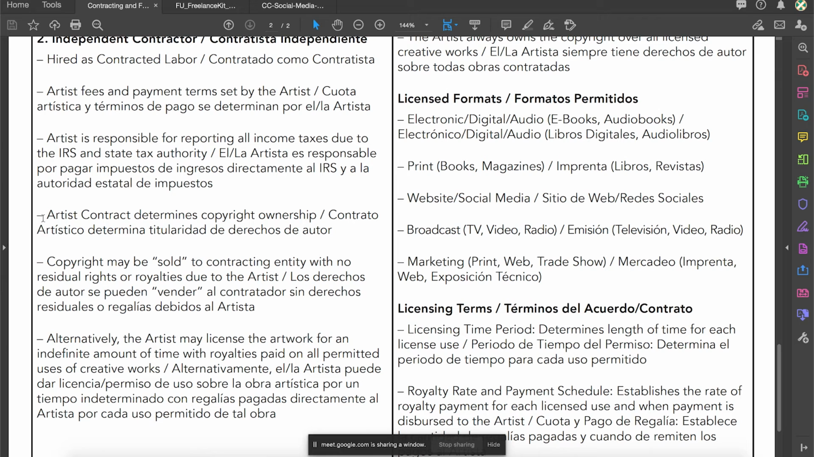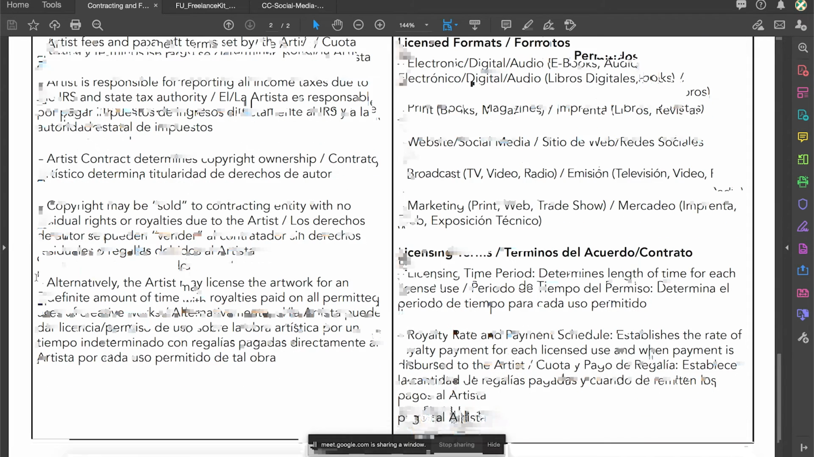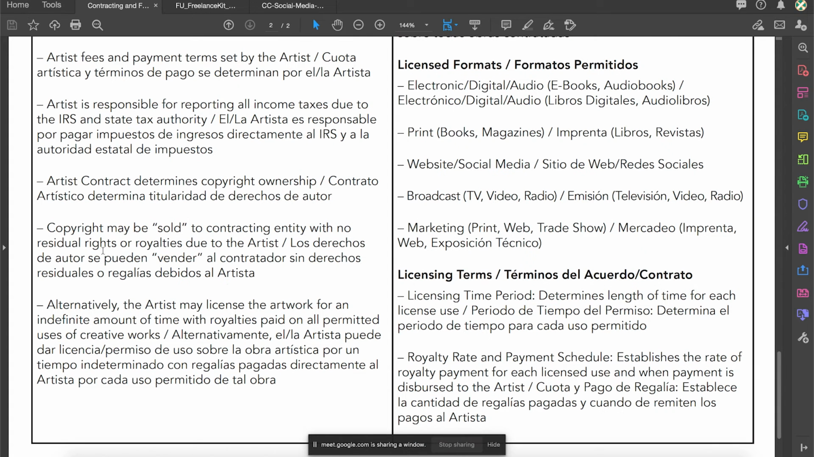An artist contract that you develop with the person that's contracting you is going to determine whether or not you own the copyright. So copyrights may be sold, quote unquote, to the contracting entity within your artist contract when you set it up with them. You can set it up so that they pay you royalties. You can also give them full and complete ownership of the intellectual property. So your artwork no longer becomes your artwork. They own it and they get to choose how and when they use it.